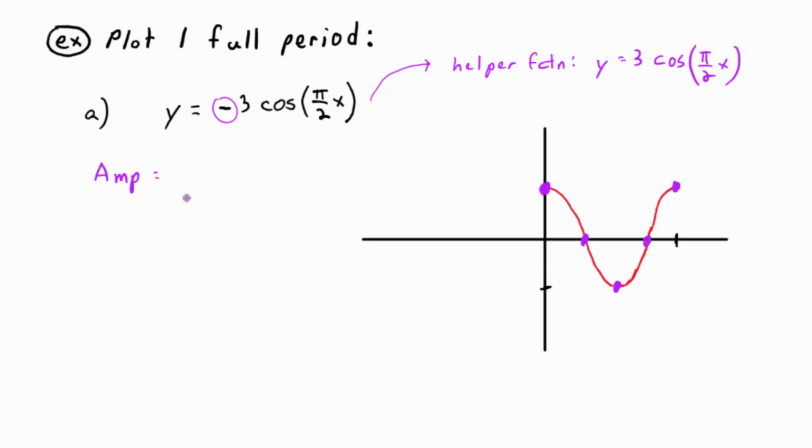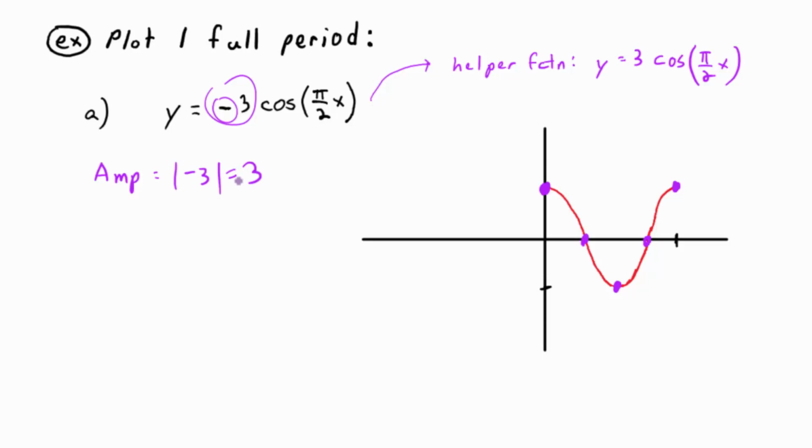So what's the amplitude, though? It doesn't matter if you're looking at the helper function or the given function, the amplitude's the same. What's it going to be? 3. Yeah, if you look at the given function, you take the absolute value of this factor out in front. The absolute value of -3 is 3. So the amplitude is 3.